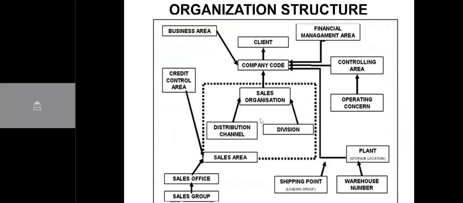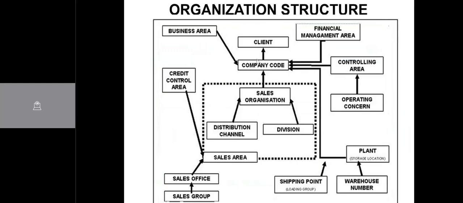Sales organization is an organization unit which is responsible for all the sales activities. Distribution channel is the channel through which the product goes to the customer, like dealer, retailer, and wholesaler. Division is a product line, grouping products which are similar in nature, like electronic division, cosmetic division, food division, right? And sales office is a branch office where we do the sales. Inside every sales office, we have a group of employees that is called a sales group, which we have to know.